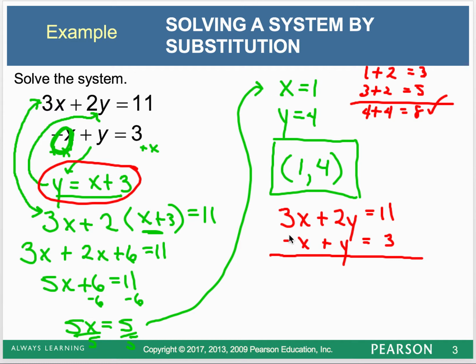So if I were to multiply this equation by 3 all the way across, notice that when I combine these equations, add them together, 3x minus 3x gets eliminated, and I wind up with 5y equals 11 plus 9, 20. So dividing by 5, I get y equals 4. And then I can go back and plug in and get x.